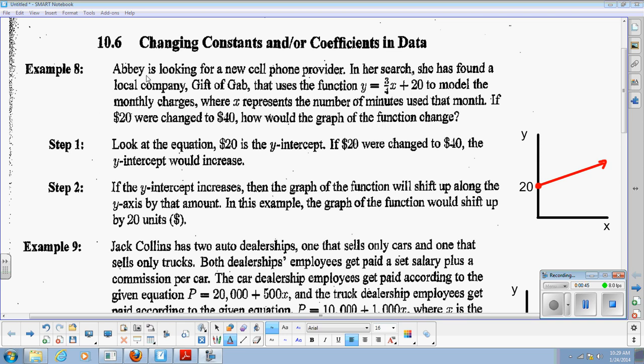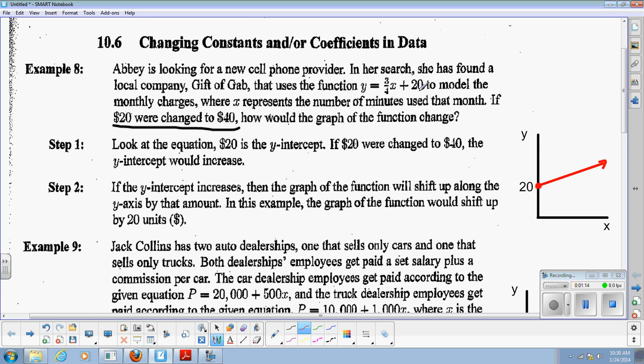Example 8. Abby is looking for a new cell phone provider. In her search, she has found a local company, Gift of Gab, that uses the function y equals 3/4 x plus 20 to model the monthly charges, where x represents the number of minutes used that month. If $20 were changed to $40, how would the graph of the function change?